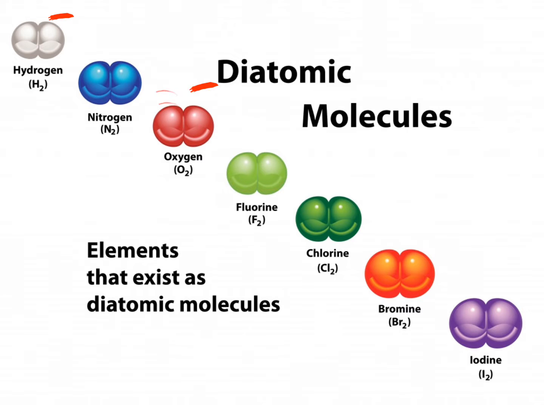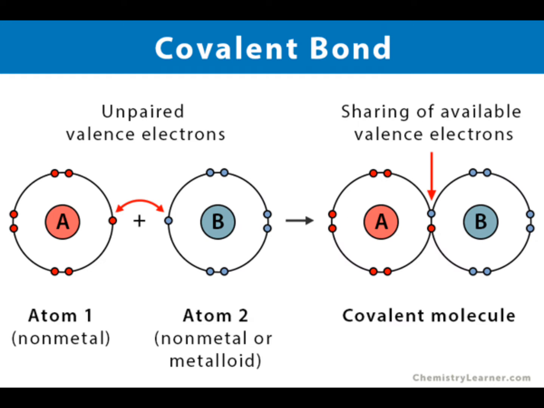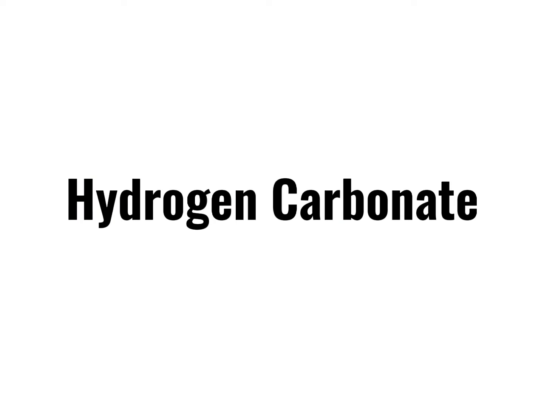H2O is a diatomic covalent bond because it is made up of two nonmetals. CO2 is a regular covalent bond because it is also made of two nonmetals. The word equation for carbonation is hydrogen carbonate. Here's a quick breakdown of the types of compounds in hydrogen carbonate.